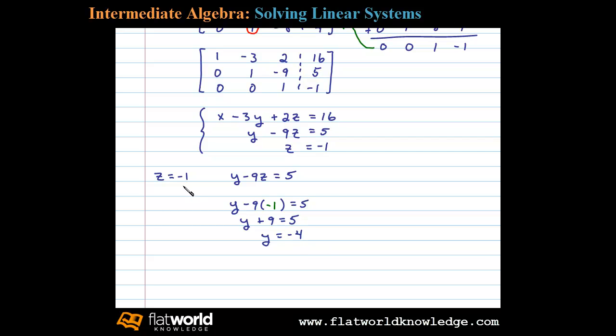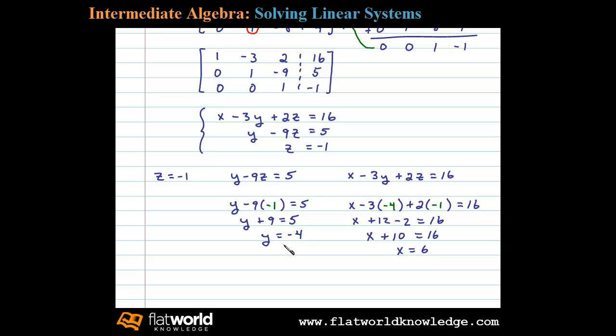And we'll use this and the fact that z equals -1 in the first equation to determine x. And so here we'll substitute -4 here in for y and -1 in for z. Solving, x plus 12 minus 2 then equals 16, or x plus 10 equals 16, x equals 6.